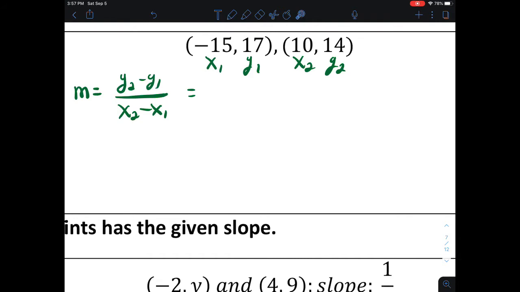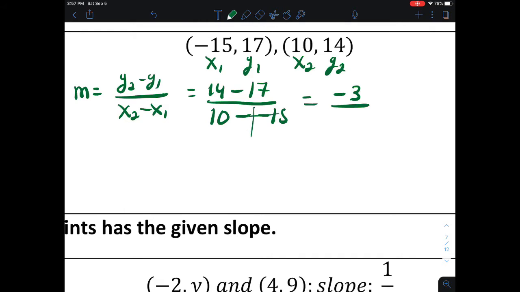So y2 is 14, minus y1, which is 17, over x2, which is 10, minus x1, which is negative 15. And we simplify. So we get negative 3 on the top. Back-to-back minuses makes a plus down here on the bottom. And so negative 3 over 25.